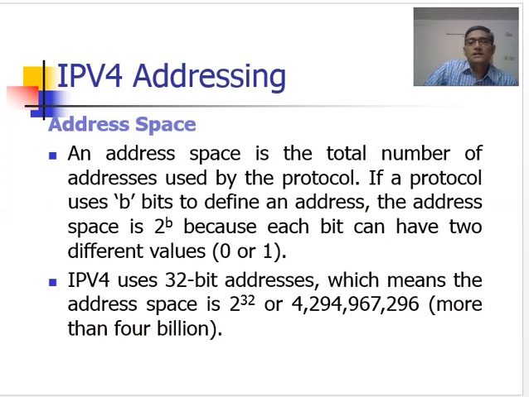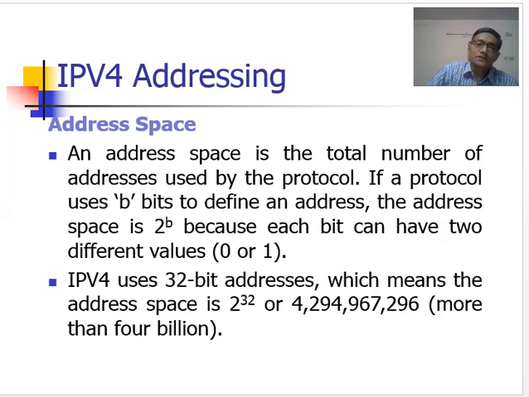Now, to understand the IP version 4 addressing in detail, we need to understand the basic terminologies. First is address space. The address space is the total number of addresses used by a particular protocol. So if a protocol uses B bits to define an address, the address space is 2 power B. Why 2 power B? Because we use binary notation, and in binary either 0 or 1 is possible, so there are 2 power B combinations or possibilities available.